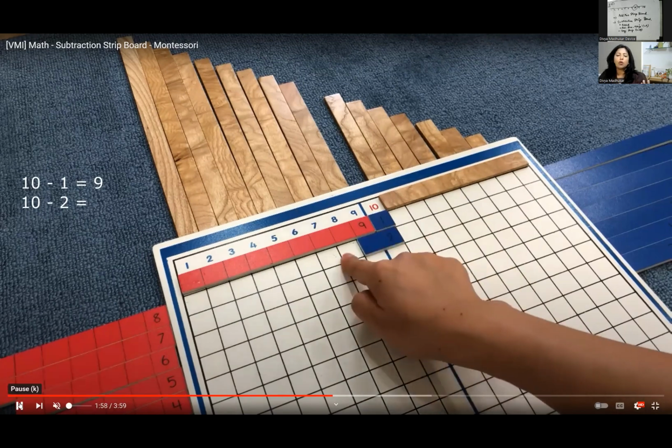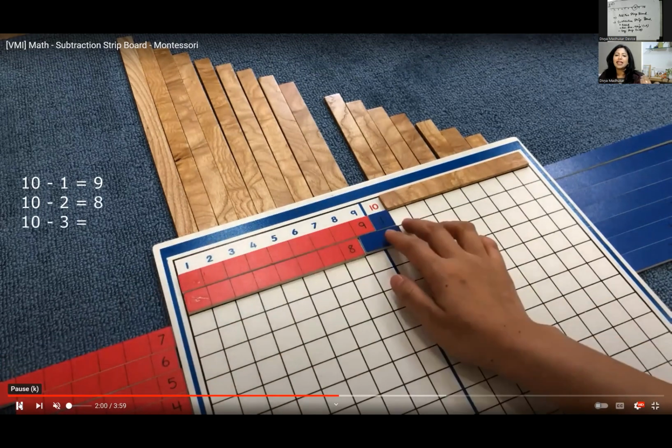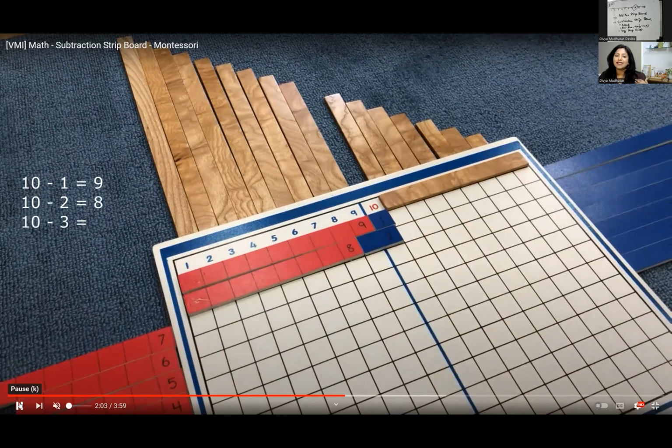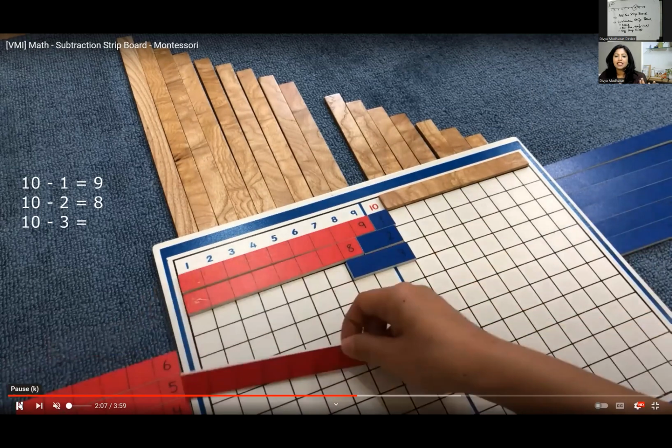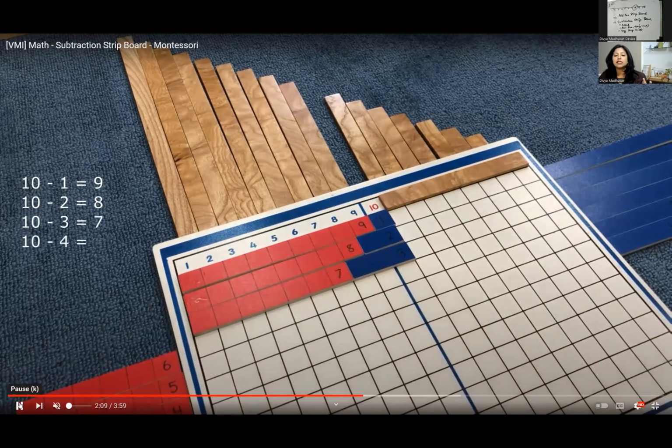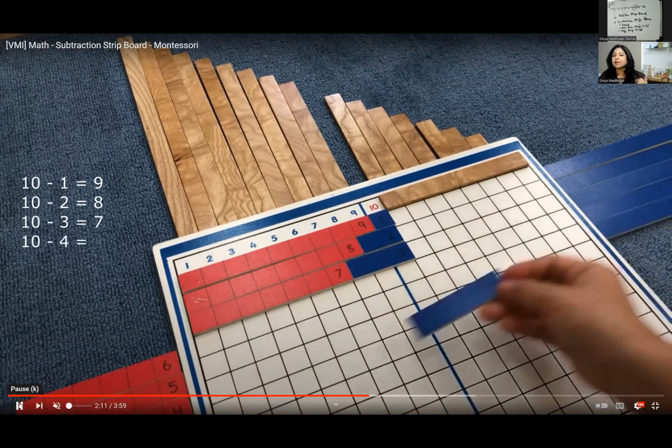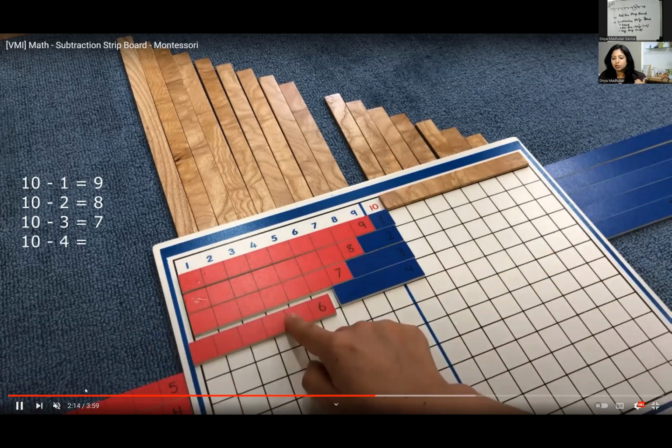Okay. So now what is your answer? It is my 9. Now 10 minus 2 is 8. 10 minus 3, so I have to take 3, is my 7. So always my answer is in red color in my subtraction strip board. Let's do it one more time.